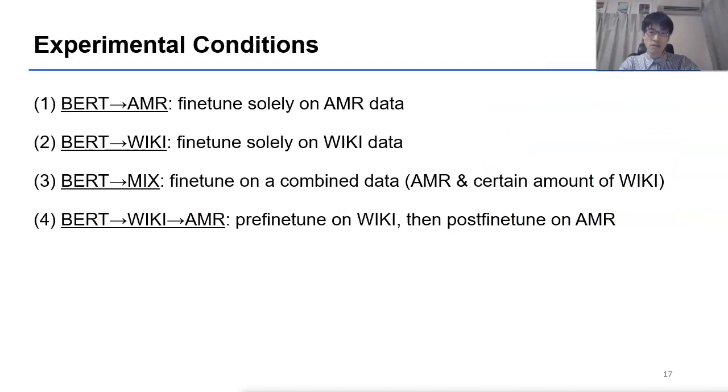In our experiment, we compare 4 kinds of conditions. For 1 to 3, we compare how the difference of training data affect the performance. For 4, we take pre- and post-fine-tuning approach with different datasets under our hypothesis that pre-fine-tuning on wiki data would make BERT model more fit to our task than the original model.